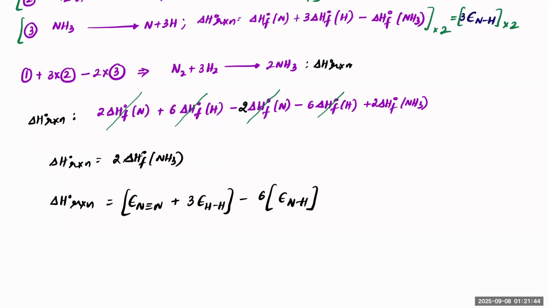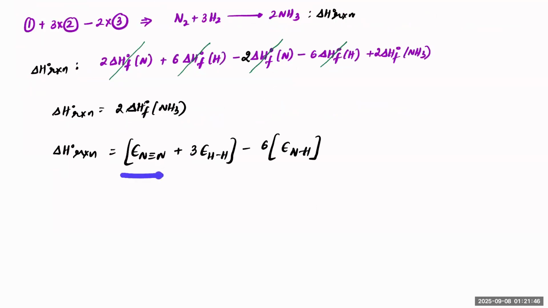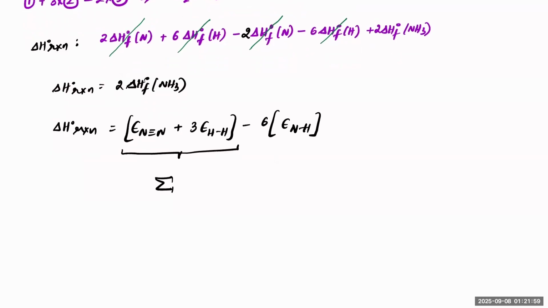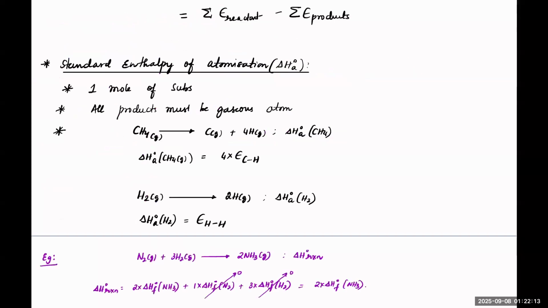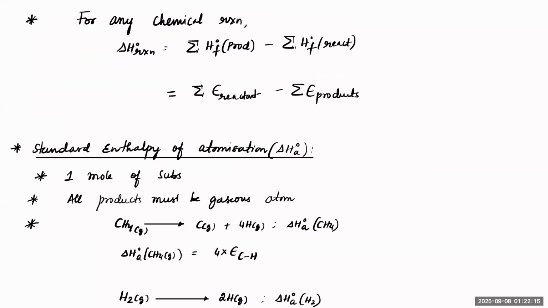Now this will give me what? Okay, delta H of the reaction. Have you noticed what this one is? Can I write this entire thing as the summation of bond dissociation energies of the reactants minus the summation of bond dissociation energies of the products? Okay, so I think I proved my point. You can go through this and check. This is what I'm trying to tell.